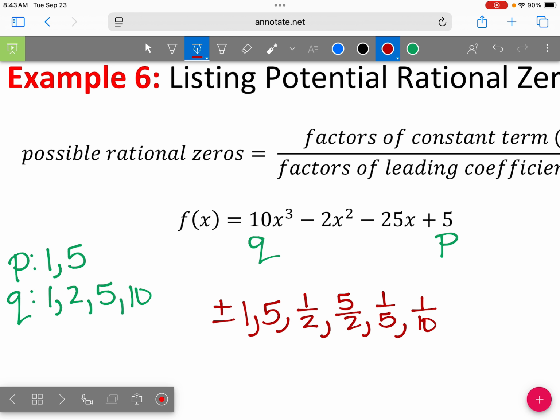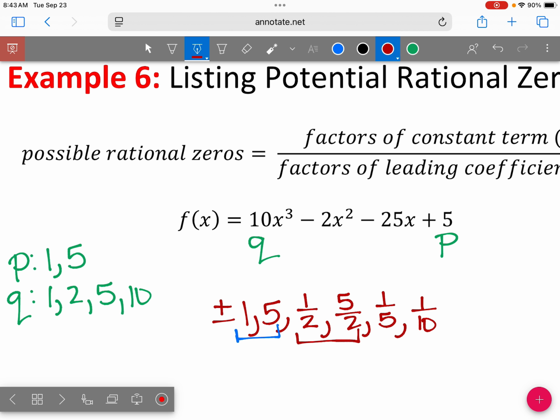All right, so this is what I came up with. First you start by dividing these numbers by 1. So that's how I got the 1 and the 5. Then I took the 1 and 5 and divided them by 2. So that gave me 1/2 and 5/2.